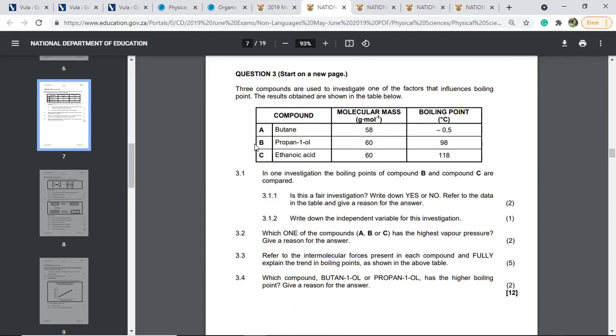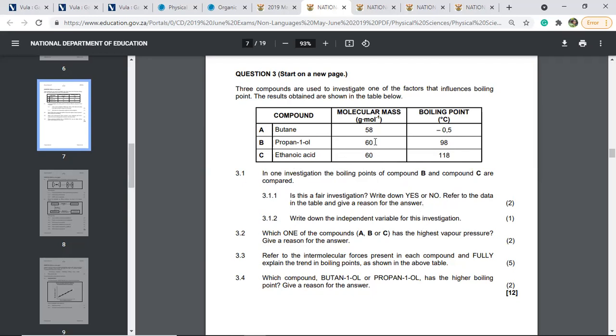So what is happening with compound B? Compound B is this alcohol, and it has the same molecular mass as compound C. It has this boiling point of 98 degrees Celsius. Compound C, this ethanoic acid over here, also has a molecular mass of 60, and it has this boiling point. So now it asks us, is this fair to compare these 2 compounds? Yes or no? Our answer is yes.